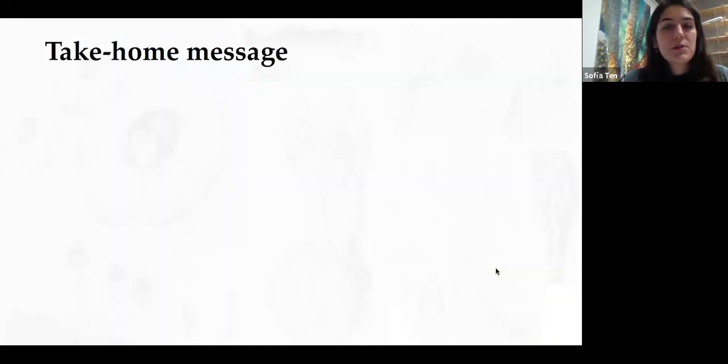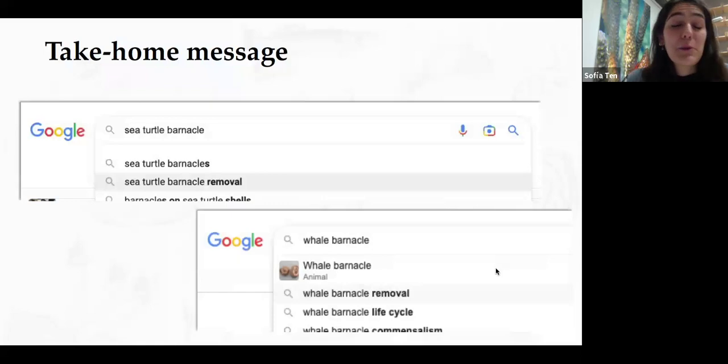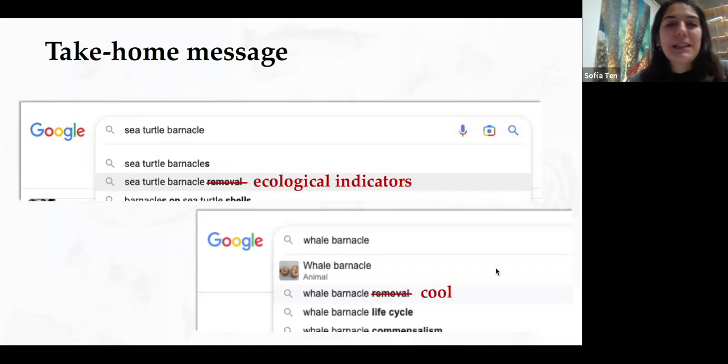So just to wrap up, I think the biggest take-home message here, and something that would make me really happy, is that we switch the algorithm a little bit, that we now know how epibionts and barnacles can inform us about their charismatic host and how useful they can be. So instead of finding as the first result how to get rid of them, remove all the barnacles, we find something like this: ecological indicators and cool species.